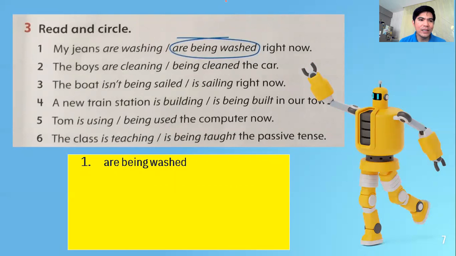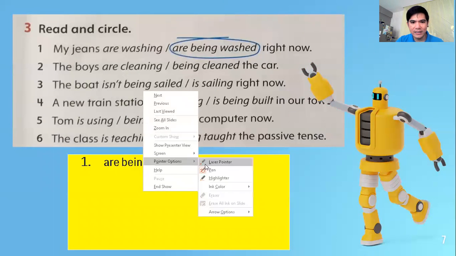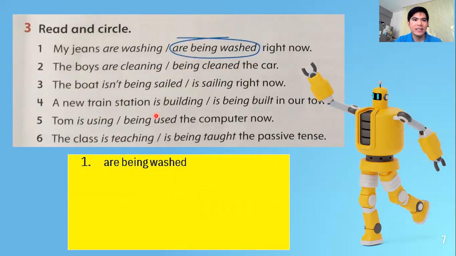Okay, let's review. Again, number 1, my jeans. You have to choose between are washing and are being washed. Okay, the answer is are being washed. For number 2, the boys are cleaning, being cleaned, the car. So what's your answer? Correct answer is are cleaning. If you got it correct, give 2 points. If you're wrong, mark 1 point.